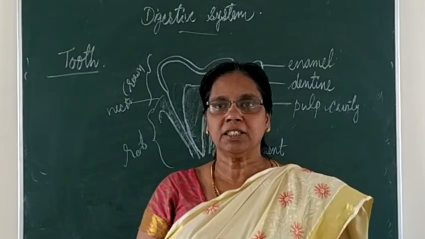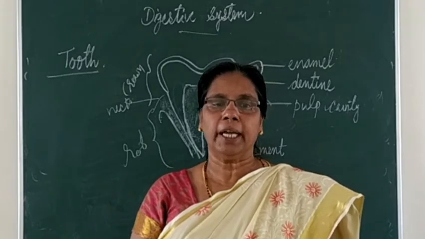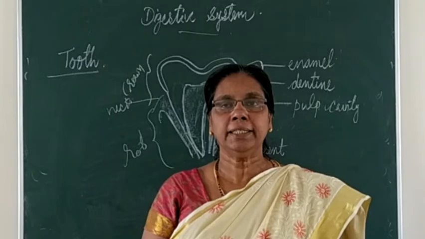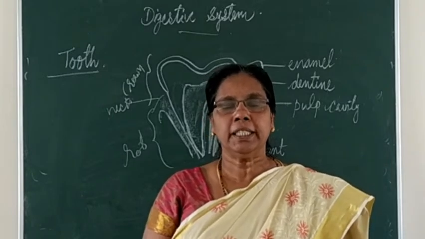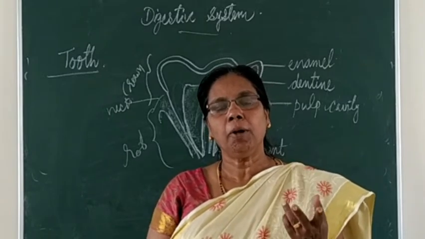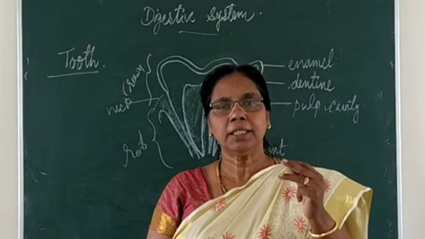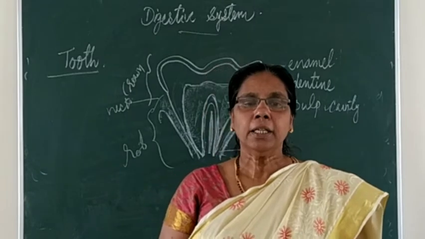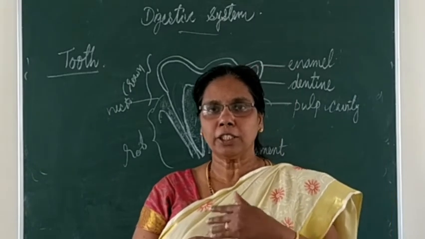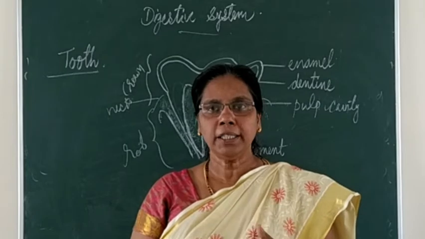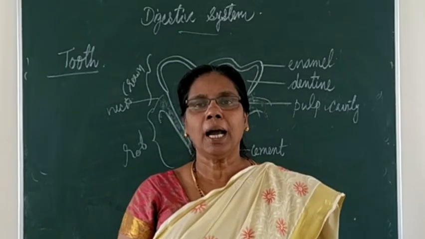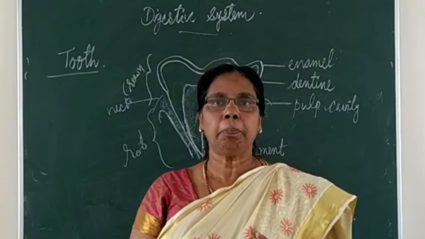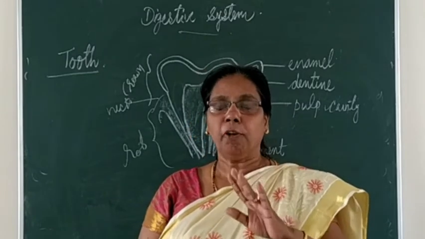Now we can see the structure of a typical tooth. The general structure of all the types of teeth is the same, whether it is incisors, canines, premolars or molars. You can say that the basic structure is the same in all the cases. Each tooth has two parts: one is called the crown and the other is called the root.